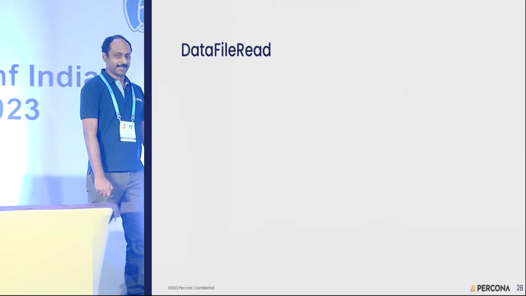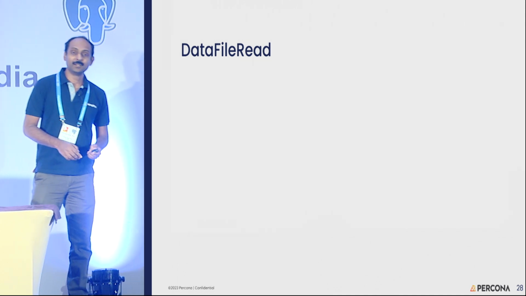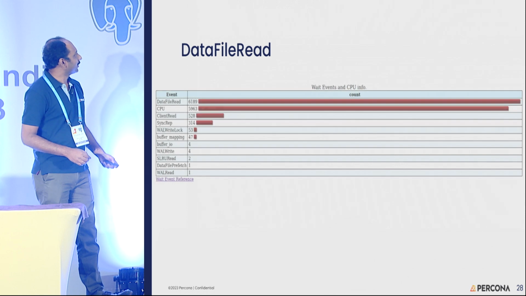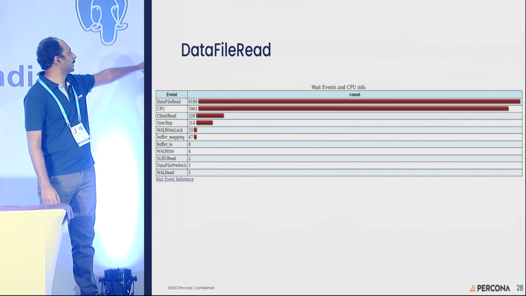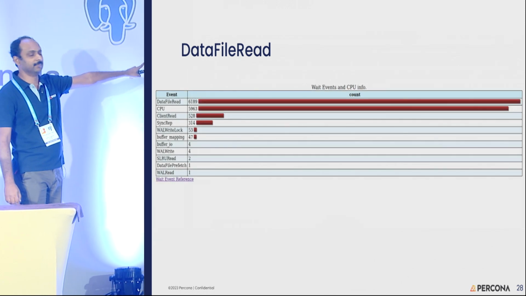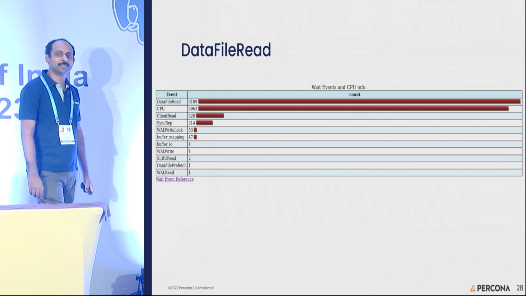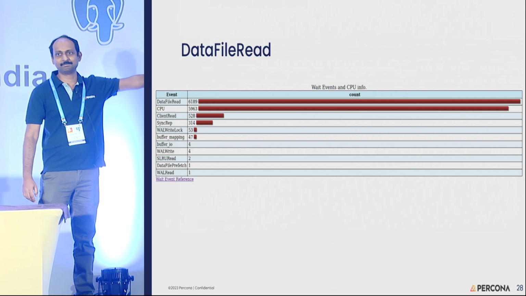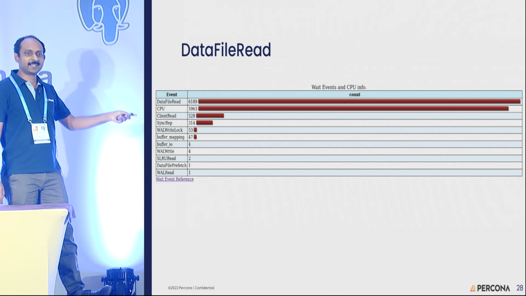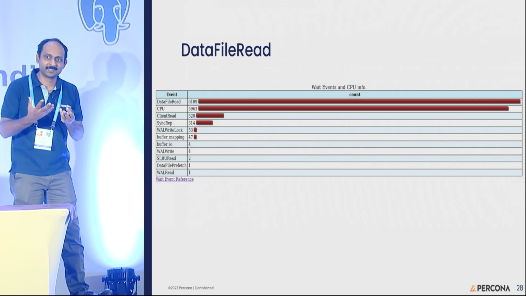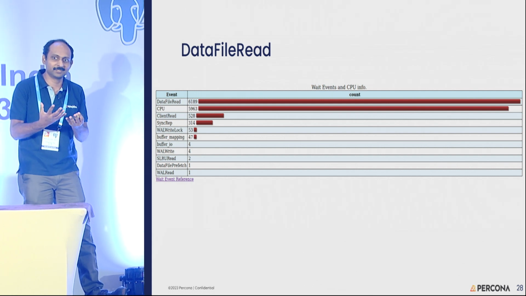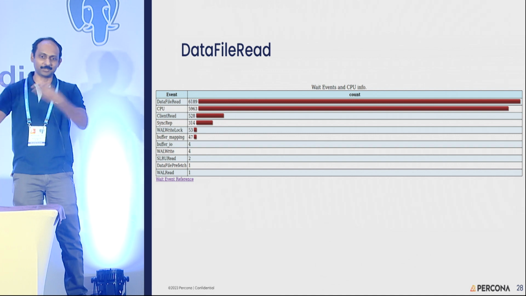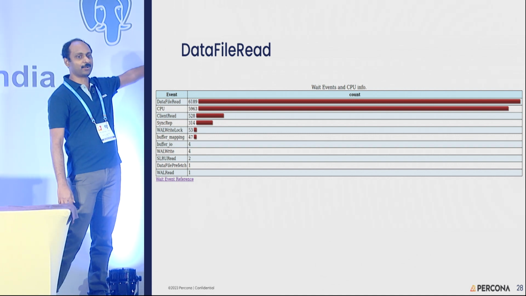And the data file reads. When data file reads happen, in this case, data file read is the number one wait event. That means Postgres spends a lot of time reading data from disk to memory. This is an indication that there is not sufficient cache. The memory is not sufficient. Always Postgres needs to bring data from the disk to memory, so it spends a lot of time in that.